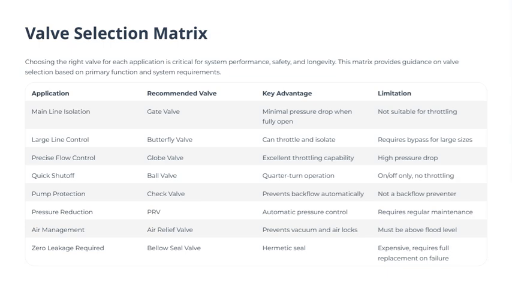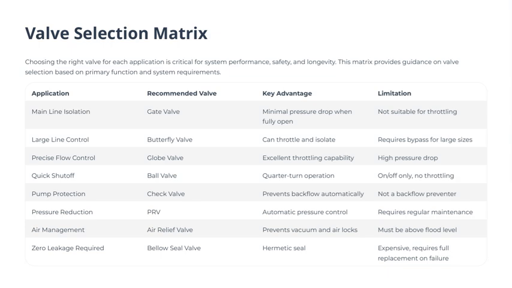The globe valve is designed for precise flow control, but for large sizes, a bypass might be necessary. It can throttle flow and isolate sections of the system when needed. The butterfly valve is used for large line control, but it's not suitable for throttling applications because it doesn't provide precise control. When fully open, it offers minimal pressure drop, which is advantageous in certain scenarios.